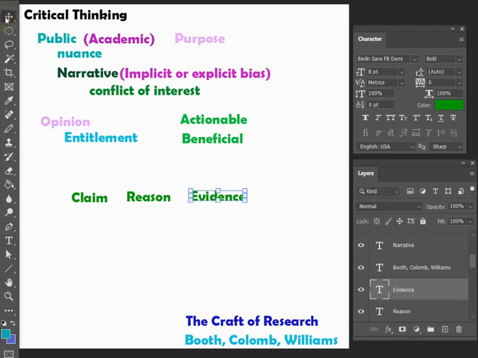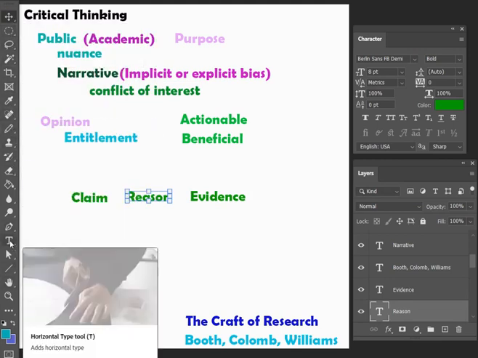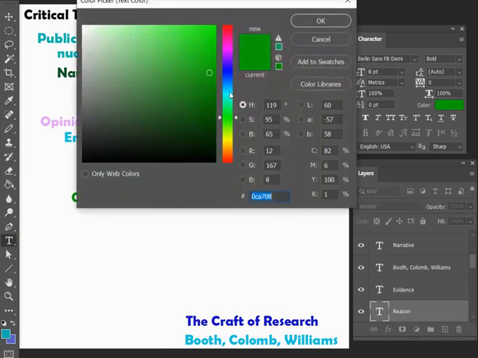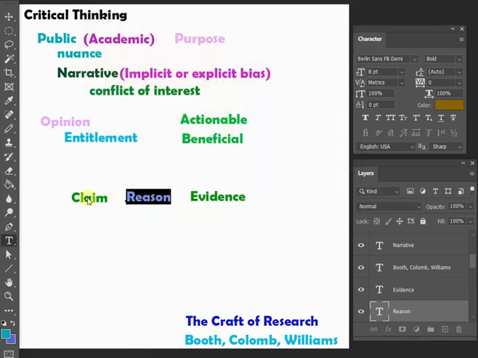Now, the problem is that this can start to go awry. This whole little chain that we have going on here. And the reason it goes awry is because that reason may not hold up, or I may go and get my evidence to support a claim, but I'm choosing evidence that is not necessarily valid evidence.